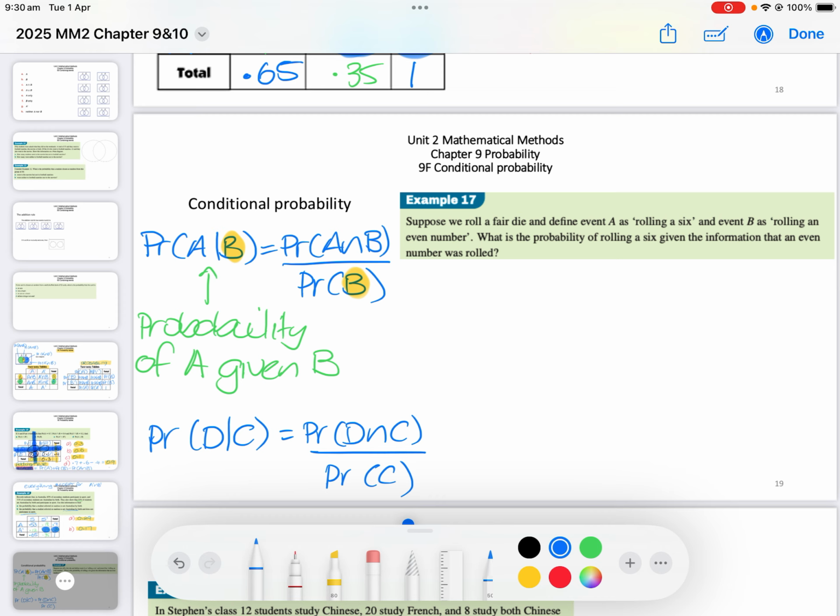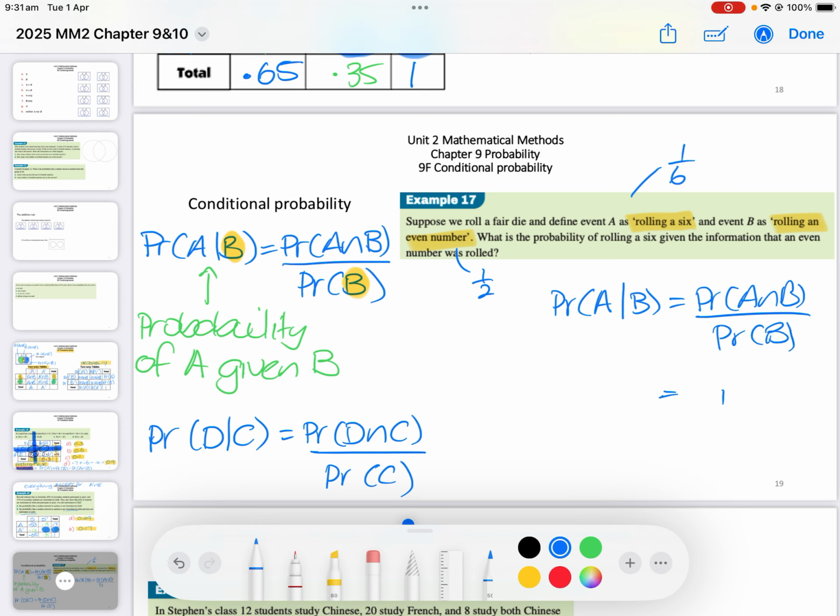So let's look at this one. We've got event A rolling a 6, so that's a 1/6. Event B is rolling an even number, so when we're going to dice, that's half of them that are even. What's the probability of rolling a 6, A, given that an even number was rolled? So it's A intersect B over the probability of B.